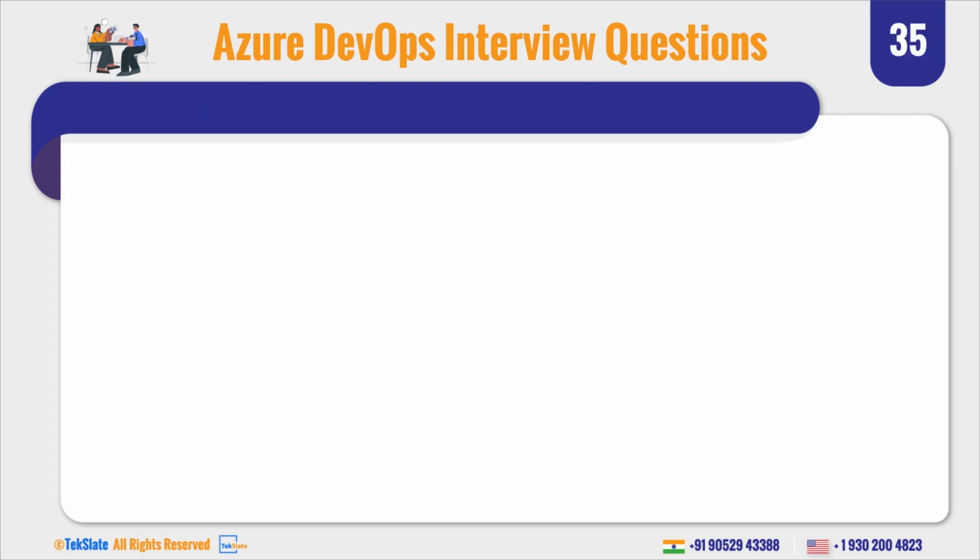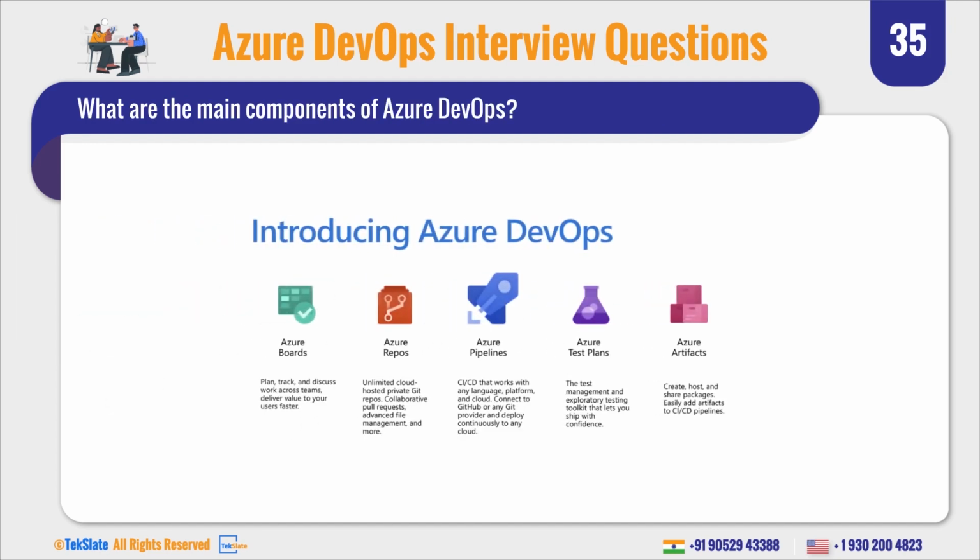The next question is, what are the main components of Azure DevOps? The main components of Azure DevOps are, as you can see on the screen, Azure Boards. Work item tracking, agile planning, reporting, and visualization tools can be done using Azure Boards. Apart from this, you have Azure Repos, or the repositories. Cloud-hosted private Git repositories are provided using Azure Repos.